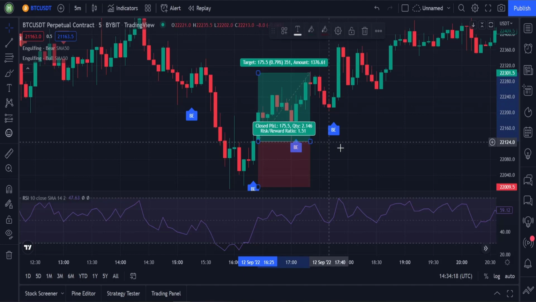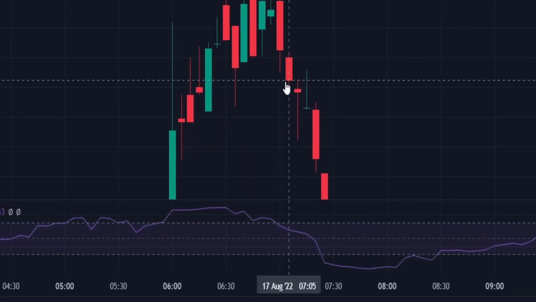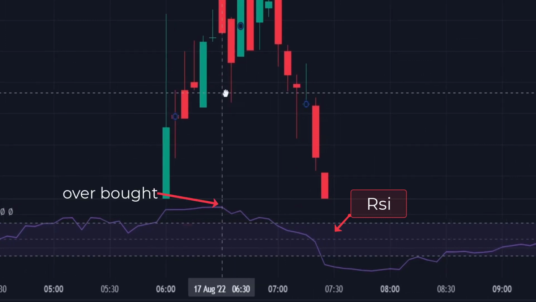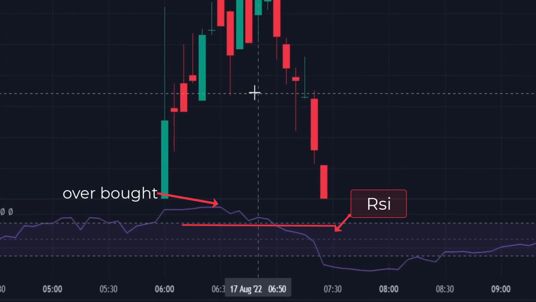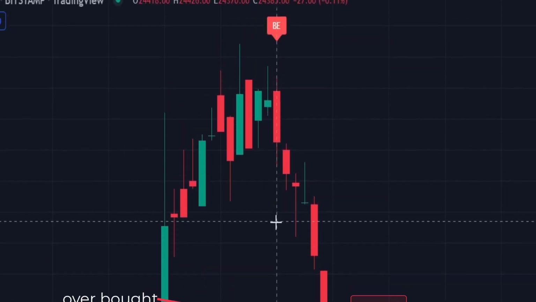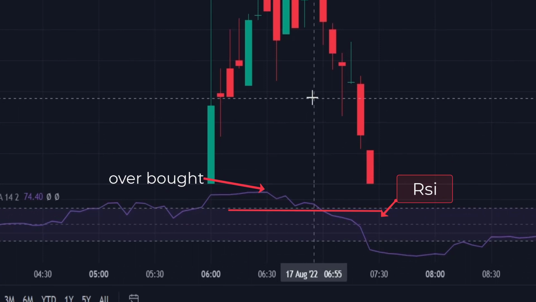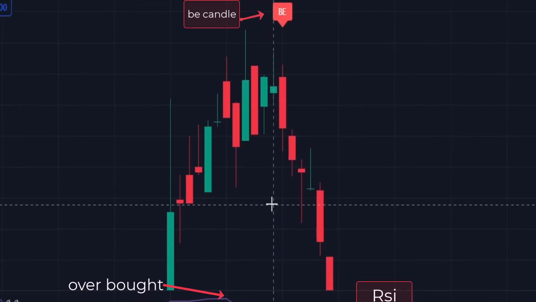Now we'll take a look at the rules for a short trade. These are going to be exactly opposite to the long trade. So instead of RSI being oversold, we want RSI to be overbought like it is here. And then we want the bearish engulfing candle to push the RSI back down to below 70. When we see these signals, we would get in from the next candle for a short trade. Now let's take a look at a short trade.